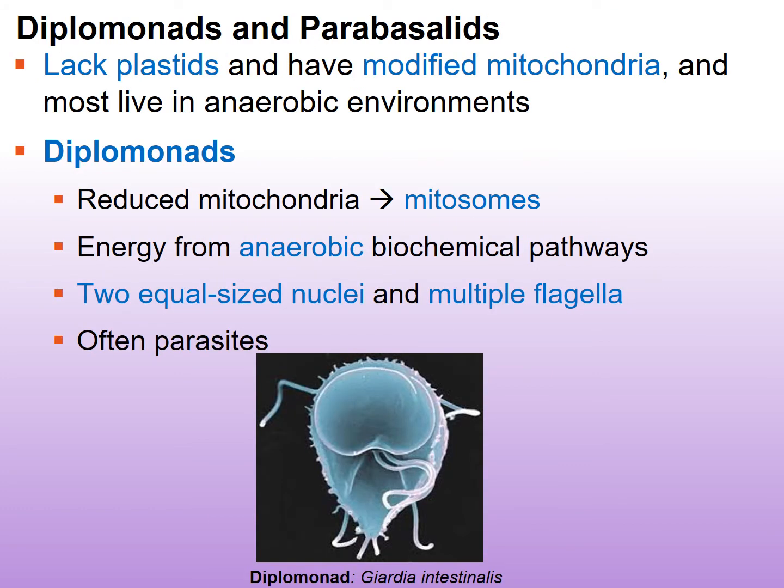Now, the Diplomonads and the parabasalids are the ones that actually have the modified mitochondria, and they have a different name for each one. They do not have a plastid, which is quite interesting, and most of them live in anaerobic environments. So these are, of course, environments that lack oxygen. The Diplomonads have a reduced mitochondrion called the mitosome. They get their energy from anaerobic biochemical pathways, so they're anaerobic organisms. They have two equal-sized nuclei and multiple flagella, so you can see that in this example here. Often they're parasitic, for instance, Giardia intestinalis, which infects humans.